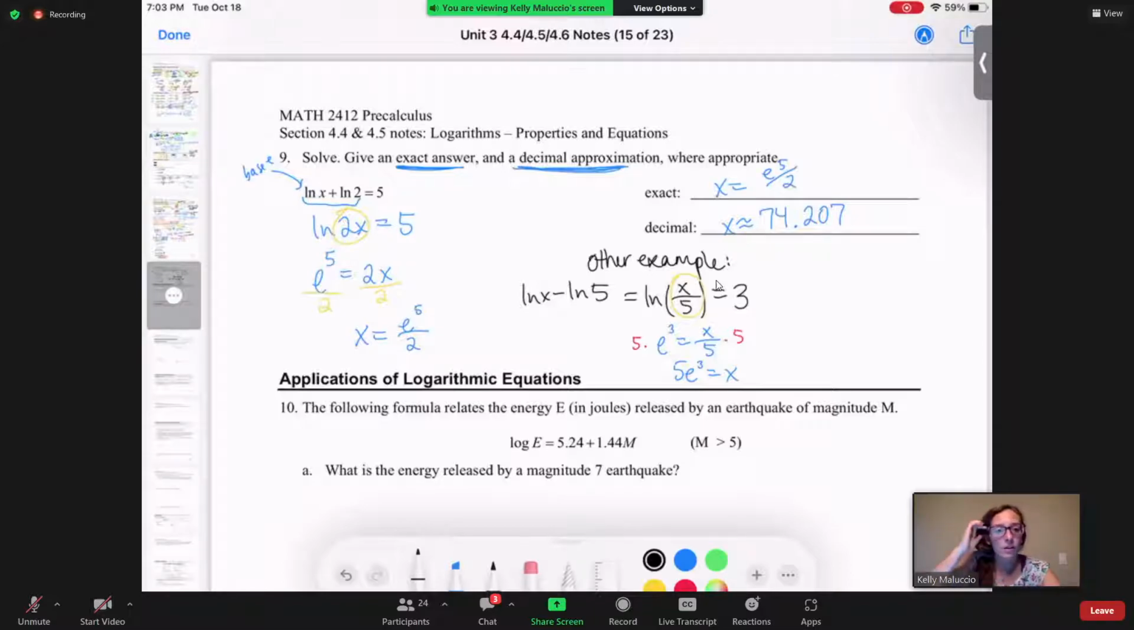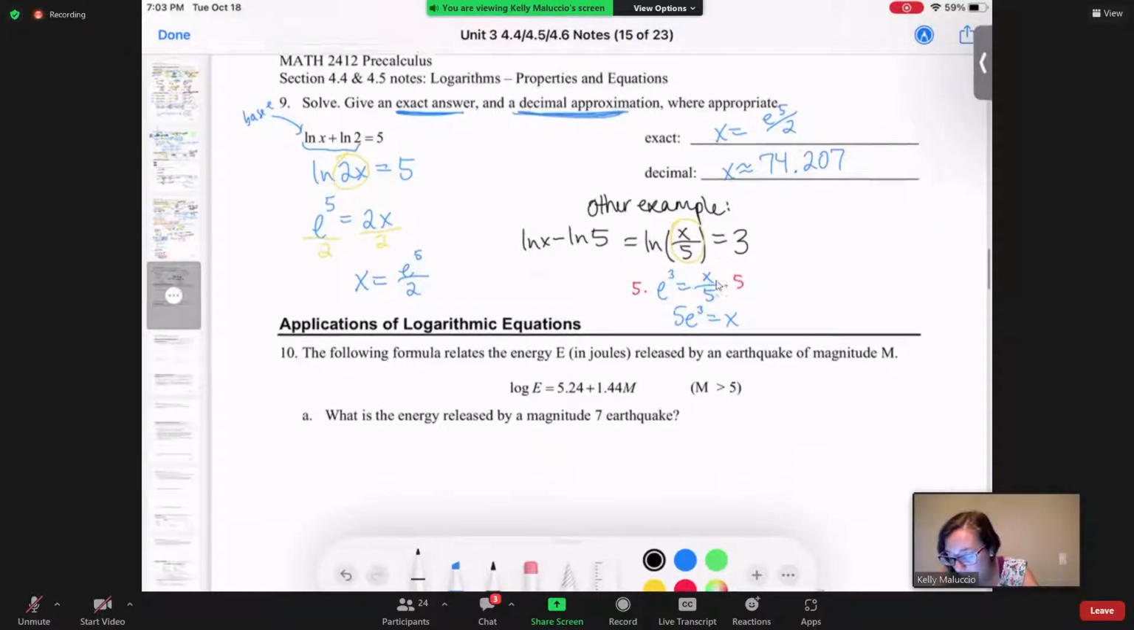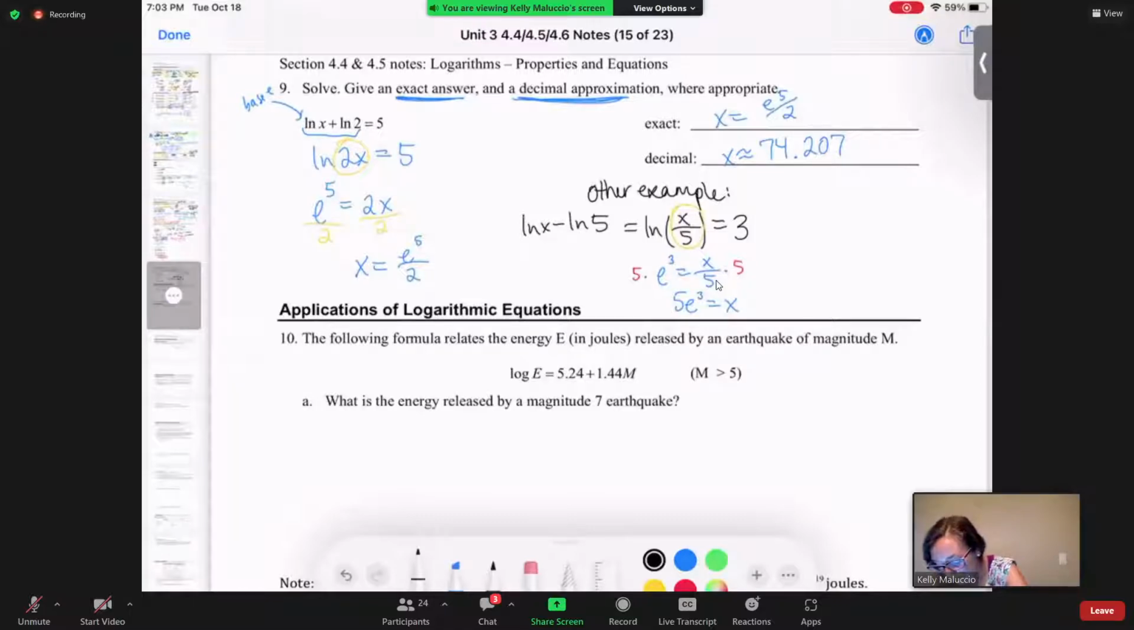And now we are moving along to some applications of log equations. Okay, so this says the following formula relates energy in joules, which I think typically is capital J, released by an earthquake of magnitude M.